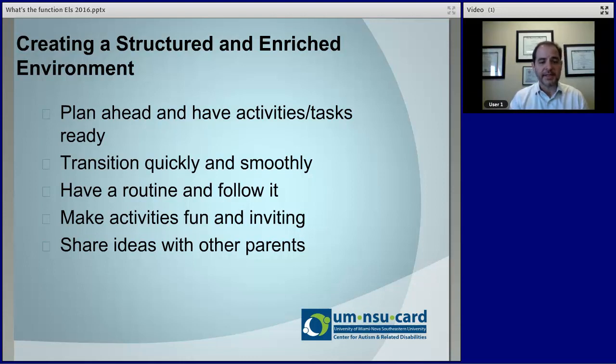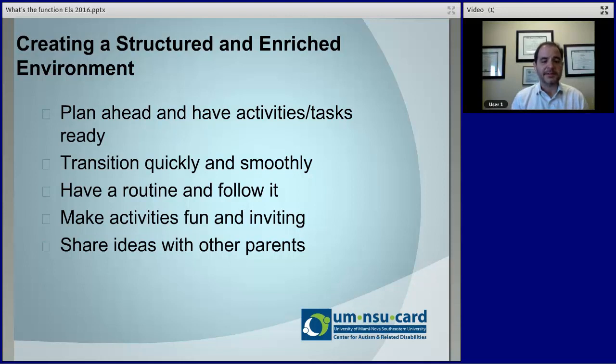And then, of course, share the ideas with other parents. I think that one of the more difficult scenarios are sometimes weekends when the structure that is provided at school or the daily routine is missing, and the weekends can be challenging. I would suggest that you just try and structure your weekends. I know that we all need to rest.